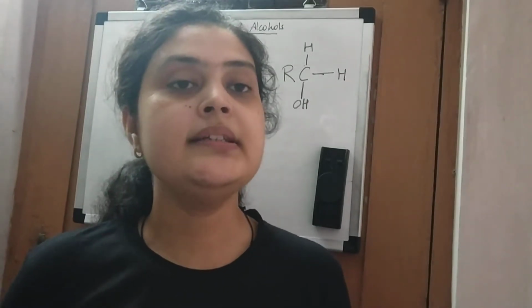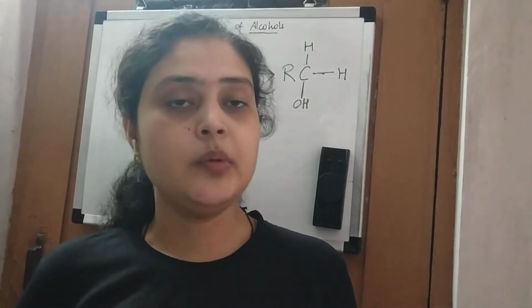So what are carbonyl compounds? The compounds containing the C double bond O group. Examples are carboxylic acids, esters, aldehydes and ketones. We will see how we prepare alcohols from them. First we'll take aldehydes and ketones.